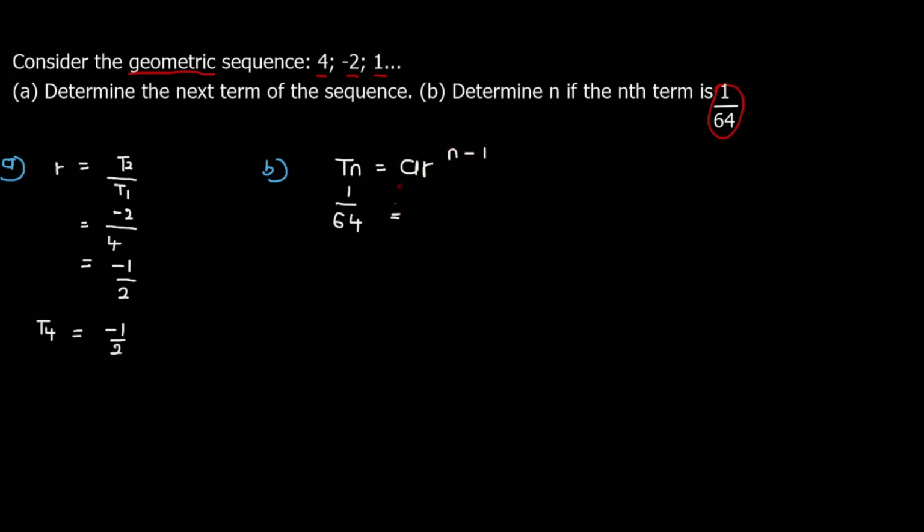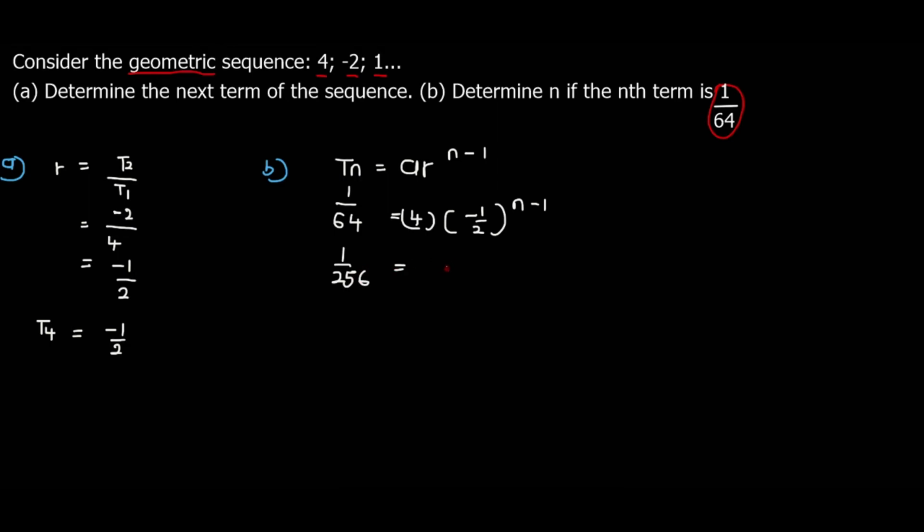So this means we substitute a and r. Our a is 4, and our r is -1/2. Then from here, we solve for the value of n. So we need to deal with the exponents. If this is the case, we divide both sides by 4.